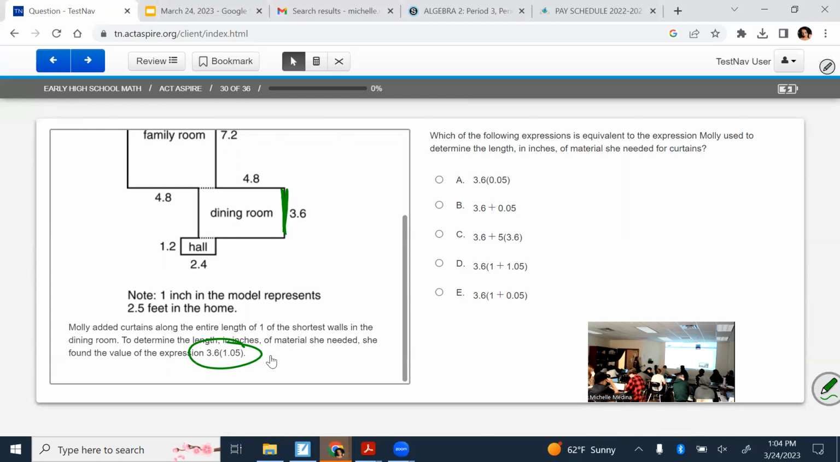So is it A? No, because when you multiply them, you wouldn't get the same thing. Would B make sense? No, because when you add them, you wouldn't get the same thing. Some of them we might actually have to plug in and check. But I can tell from looking at it. Is the answer E? Yeah.